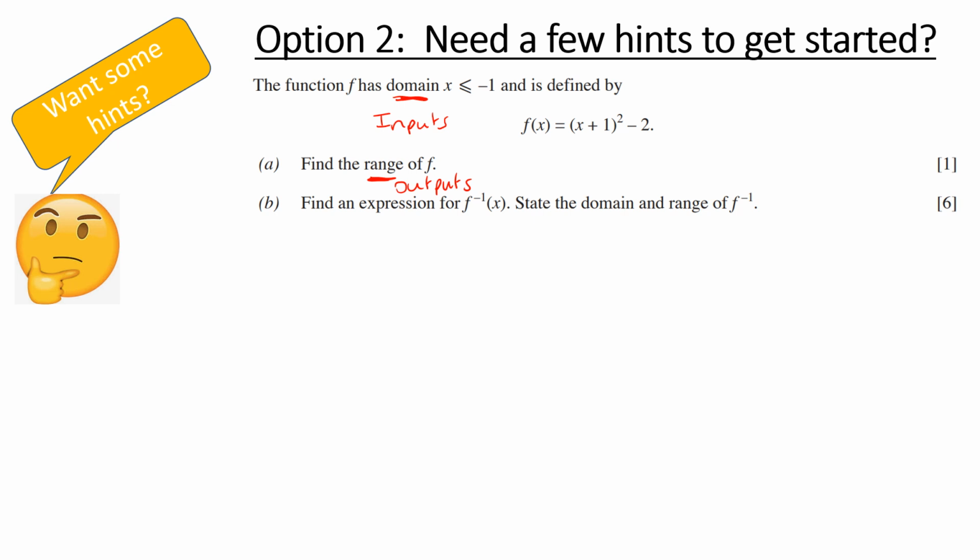And then once you've worked out what you think are all the values you could get out, see if you can find a way of writing them down. You can use the inequality notation, like they've done in this question, but don't forget you can also use bracket notation.